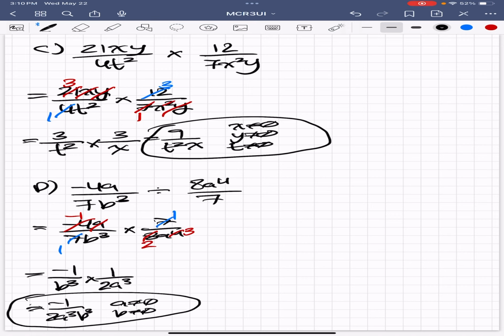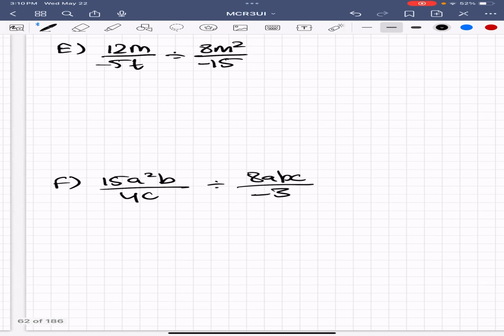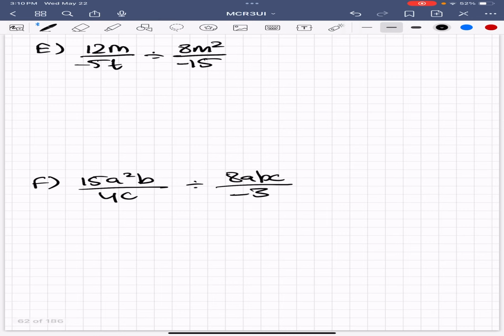Okay, so we are left with -1 over 2a3b3, and again, a and b cannot equal 0. Moving on.